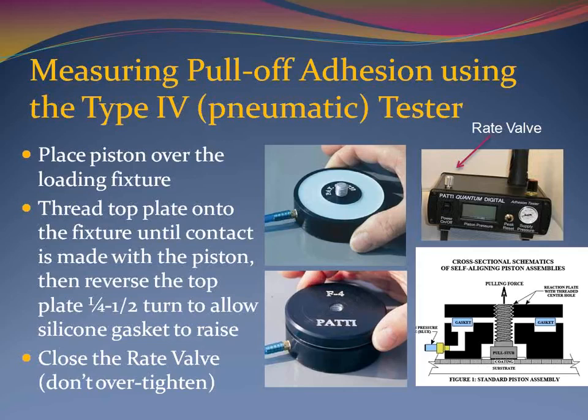As you see in the diagram on the lower right on the slide, compressed air traverses through the hose and enters the piston at a point underneath the silicone gasket, causing the gasket to elevate and impart force to the underside of the top plate. Since the top plate is threaded onto the loading fixture, upward force is applied at a constant rate of pull.